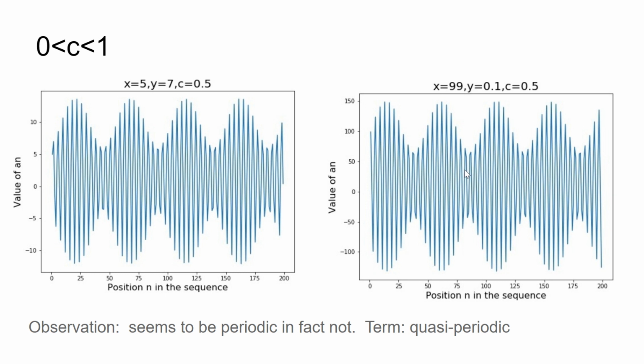Now we step into C lies between 0 and 1. At the very beginning, we don't know where to get started, so we just randomly choose the initial values 5 and 7 and parameter C 0.5. There are two observations in these two graphs. First, both of these two graphs seem to be periodic, but in fact, they are not. So we introduce a term called quasi-periodic, which means the graph shows a seemingly periodic pattern, but actually is not periodic.